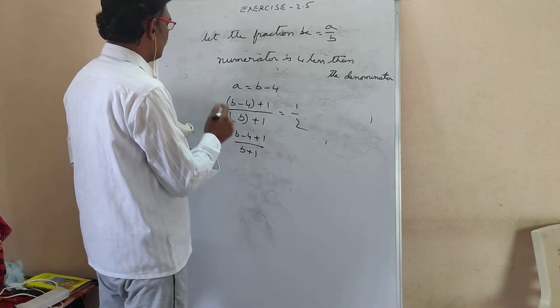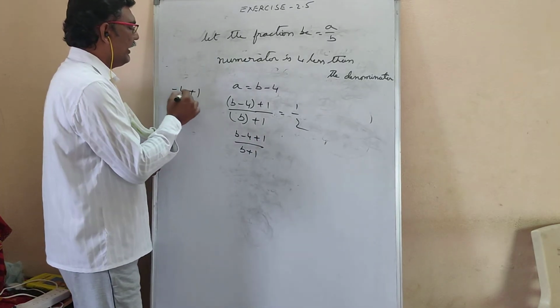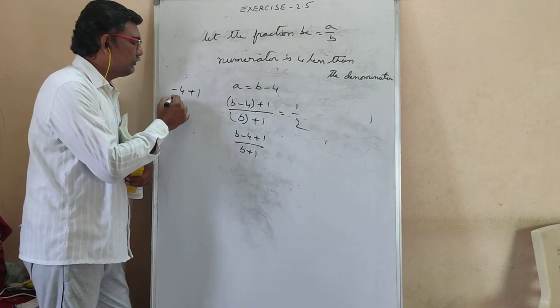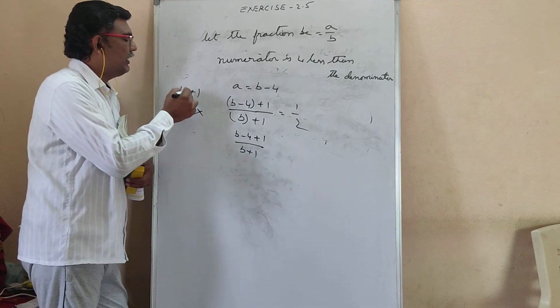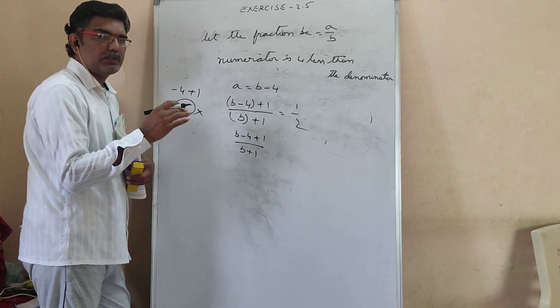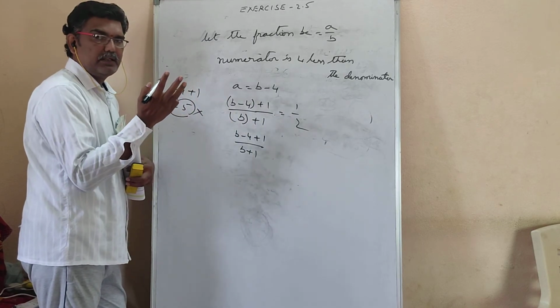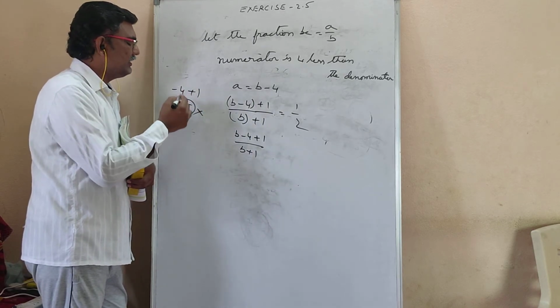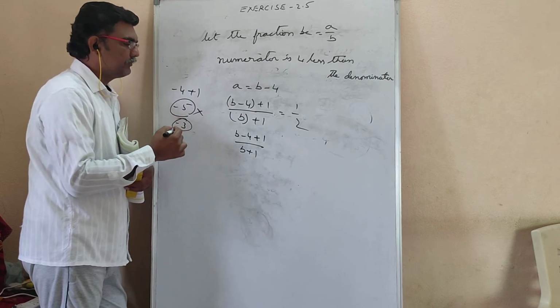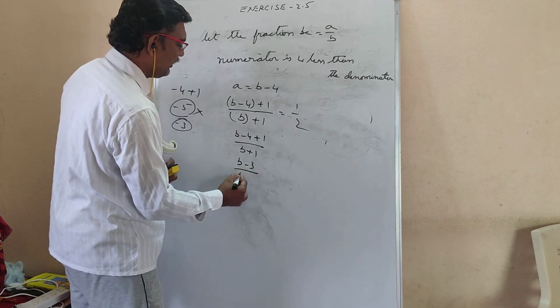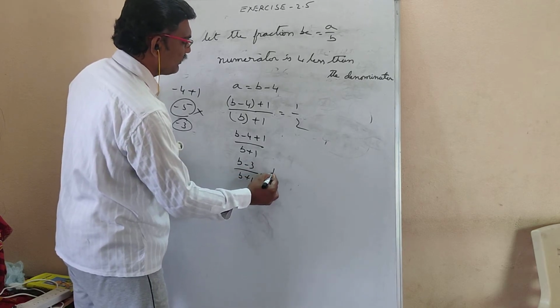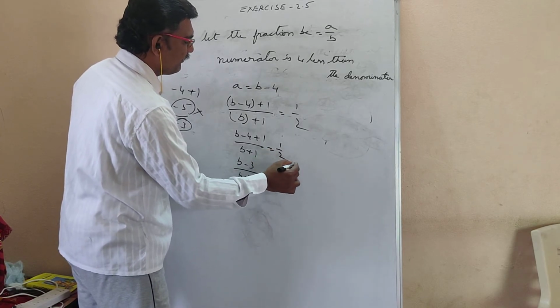Minus 4 plus 1. See, it is very easy. Minus 4 plus 1 means some students will write minus 5. That is wrong. When there is a minus and a plus, I have to subtract: 4 minus 1 is 3. For the greater number, minus is there, so the answer is minus 3. So here you have to write (b minus 3) by (b plus 1) is equal to 1 by 2.